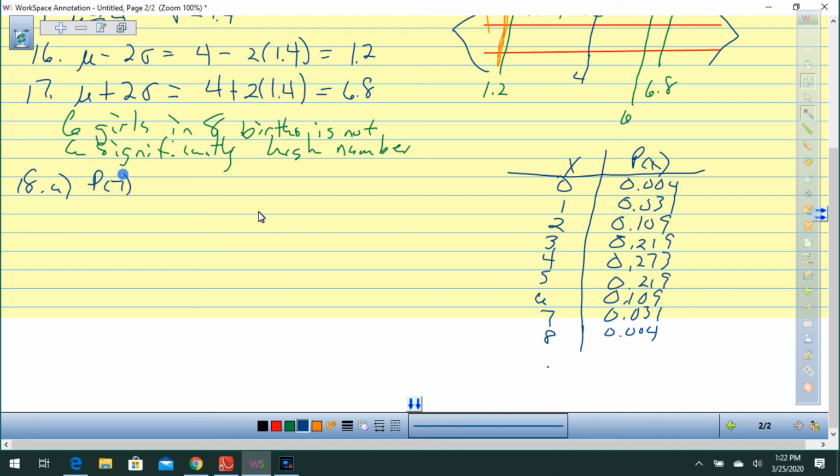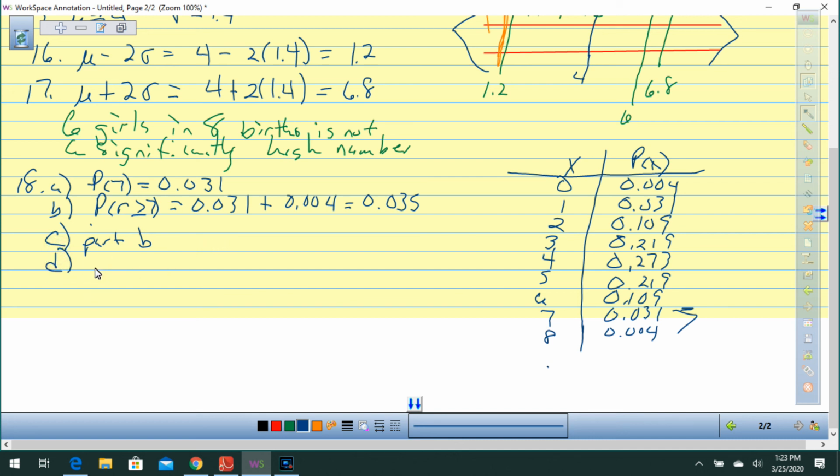Okay, so A, find the probability of getting exactly 7. So the probability of 7, that's going to be right here, equals 0.031. B, find the probability of getting 7 or more. So the probability that X is greater than or equal to 7 is 0.031 plus 0.004, which is 0.035. In other words, I added both of those. C, which probability is relevant for determining whether 7 is a significantly high number of girls in 8 births, part A or part B? Well, it's going to be part B.